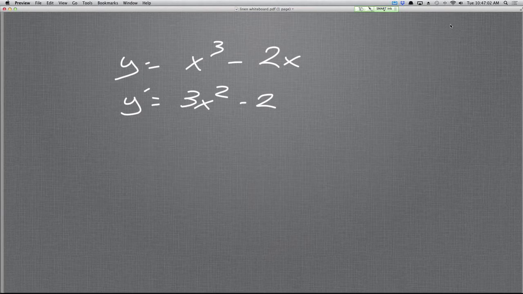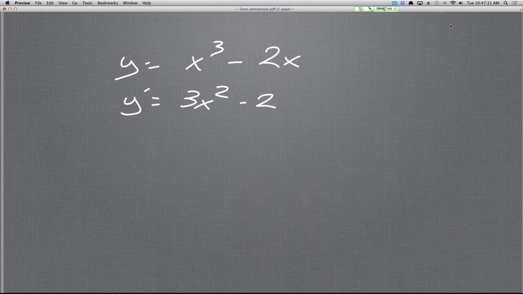And then the last one is if I'm adding or subtracting monomials, I just take the derivative of each one of them separately. Any questions on those basic rules? What's the difference between a constant and a constant coefficient? We need to make sure we know the difference between those two.